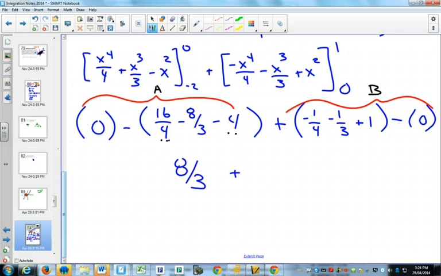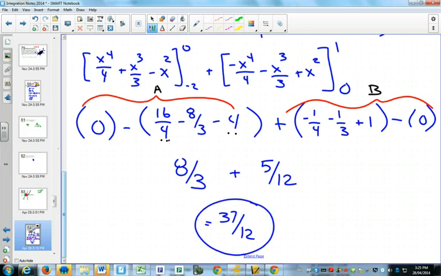And for section B, this will be -3/12, -4/12, -7/12, plus 12/12 will be 5/12. And 8/3 plus 5/12 will be 37/12. So this is how we can get our graph to do it with a non-calculator. It wasn't actually that bad without the calculator, just had to do the different sections, and we get 37/12.